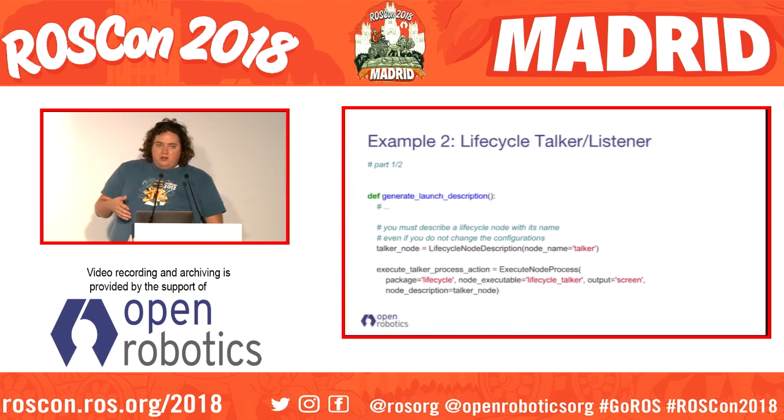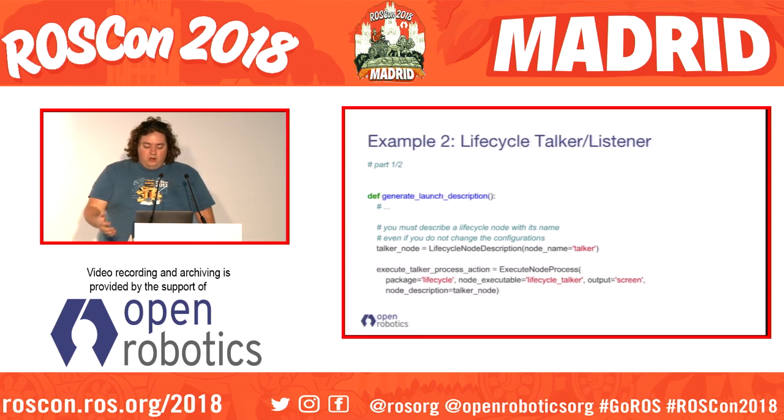Another thing that's been touched on in one of the previous talks is this idea of a lifecycle talker and listener. I want to use this to illustrate the more event-driven nature of launch in this new reference implementation that I've been working on. We're going to start out by defining a lifecycle node. We do need to tell launch when a node is a lifecycle node and when it isn't, so that it knows whether or not to expect to be able to introspect its state. Then we're going to run an executable that contains that node we described.